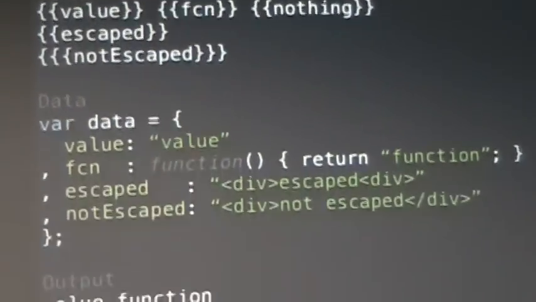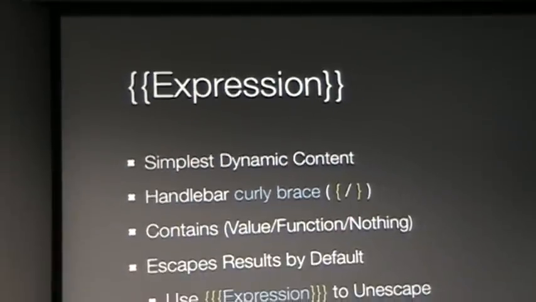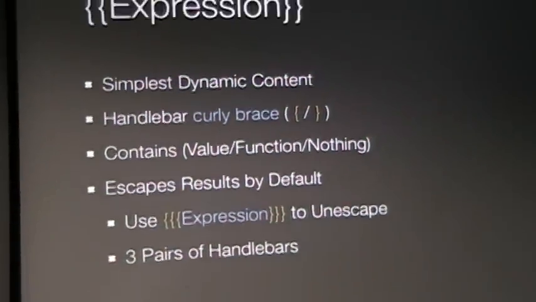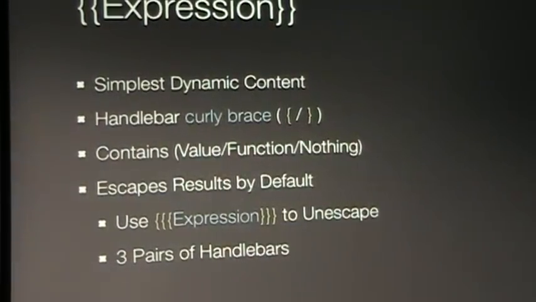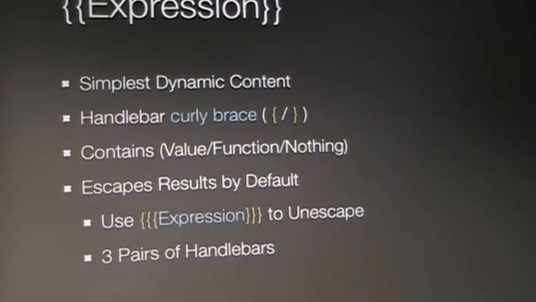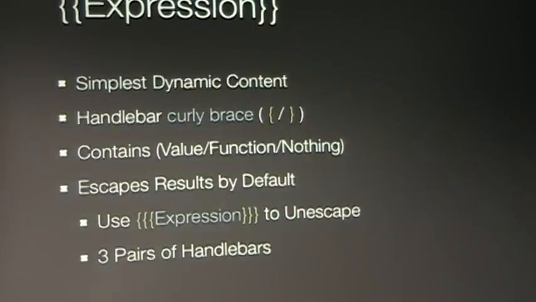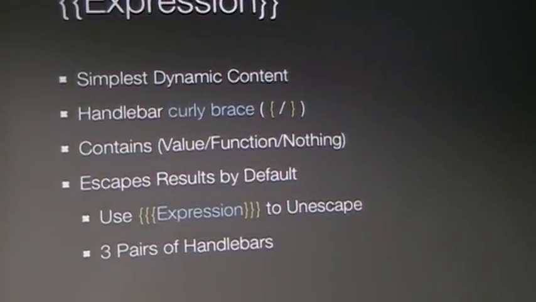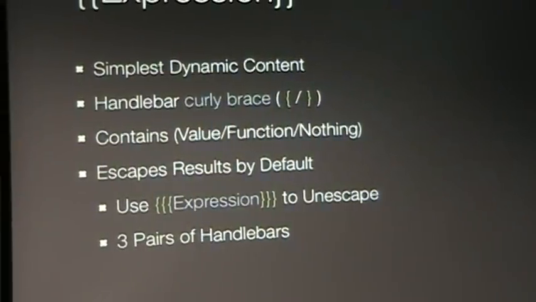So just to put that into writing, it's the simplest dynamic content. It is a handlebar. A handlebar is a curly brace, and it's also a type of mustache. Yeah, actually, when I looked at the mustache logo, oh, it's Pringles. In any case, it can contain a value, a function, or nothing. And then it escapes results by default, but you can use 3 pairs of handlebars to not escape it.